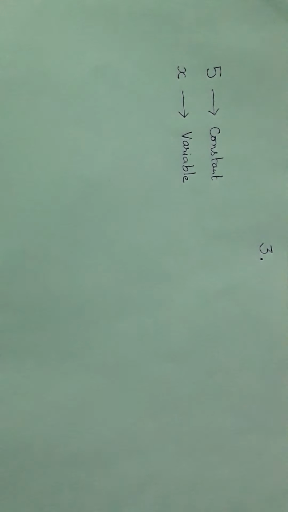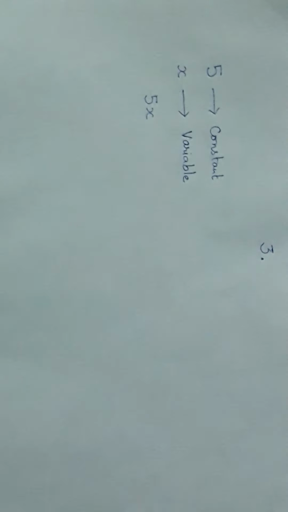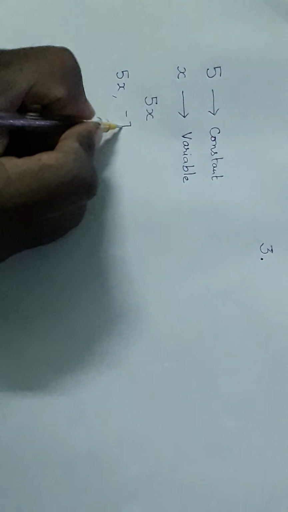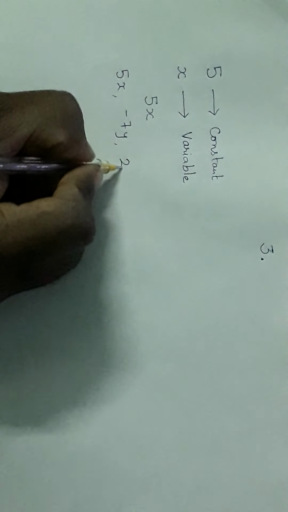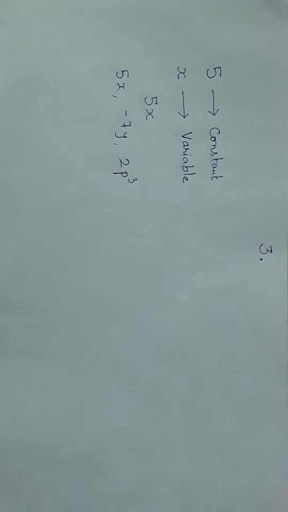Variable. Now if I combine and write these both together, this is 5 and this is x, 5x. Written together like this, it is called an algebraic expression. What is it called? Algebraic expression. A few examples of algebraic expressions are 5x minus 7y and 2p cube. These are all algebraic expressions.